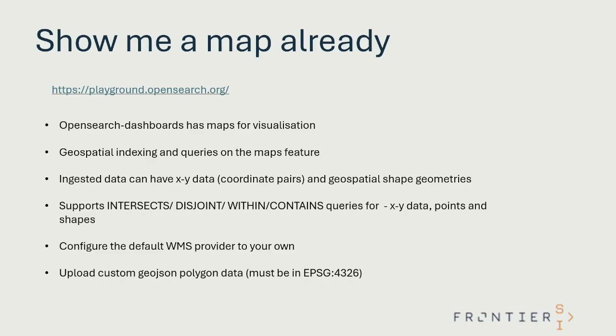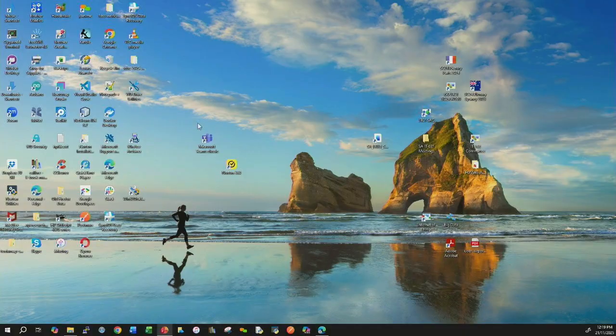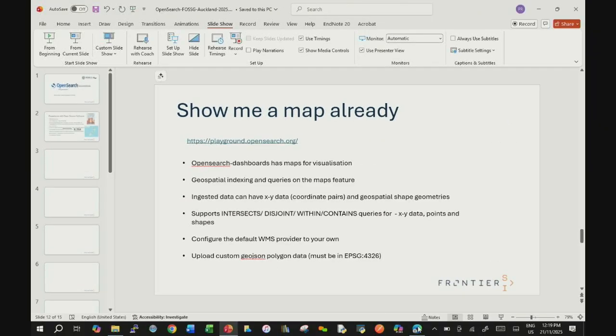You can configure map tiles, so it comes with a pre-configured WMS layer for the map, but you could put your own in. And you can also upload custom vector data as a GeoJSON something, but it has to be in the 4326 projection. So I'll just show some of those maps.